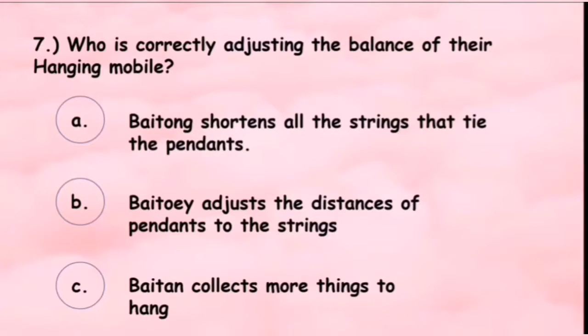So 7 is a difficult question, so I will be teaching you the answer. So the answer is letter A. Baitong shortens all the strings that tie the pendants. Why is the answer letter A? Because he shortens all the strings. That means the strings have the same height from up to down. So everything is balanced. So again, the answer for number 7 is A.